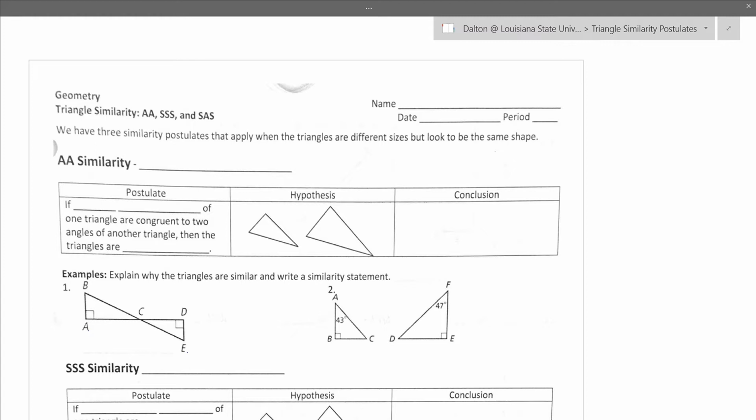So like the first one says similarity, and it stands for probably what you think it to be, which is angle, angle. So that postulate says if two angles of one triangle are congruent to two angles of another triangle, then the triangles are similar. That's a pretty powerful statement to say that all we need is two angles congruent to each other. So let's actually draw what that looks like.